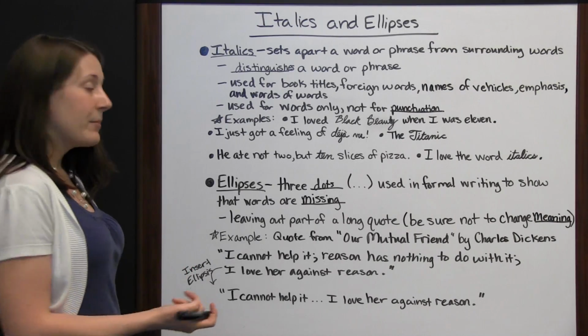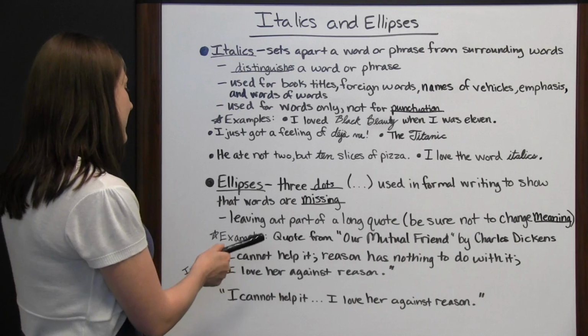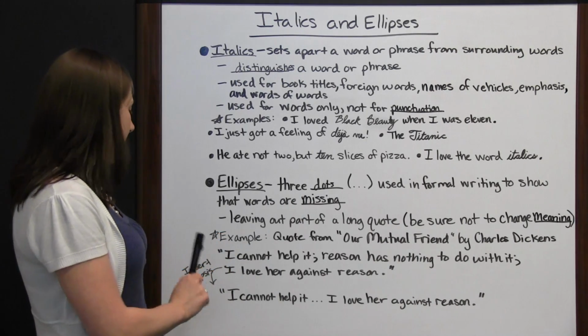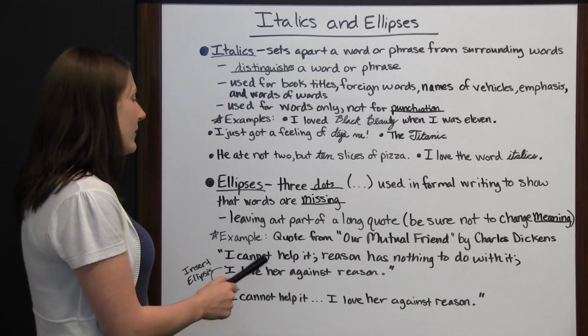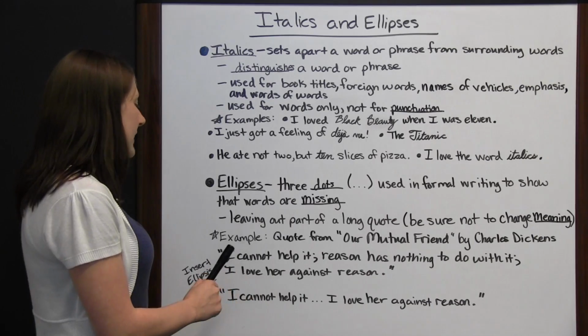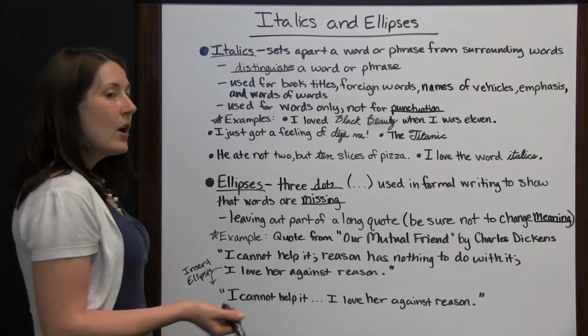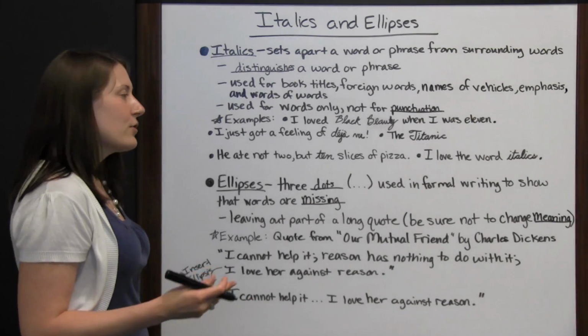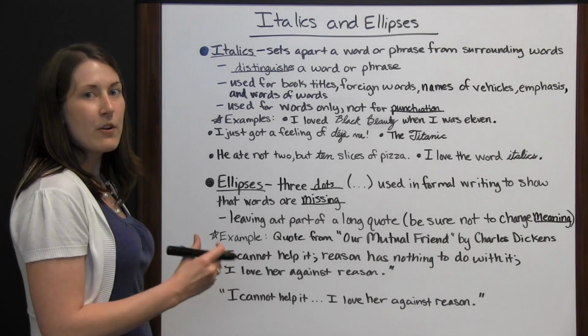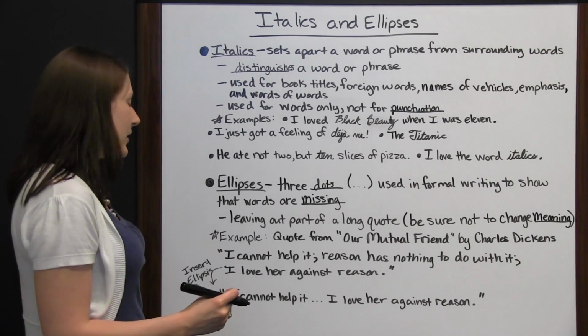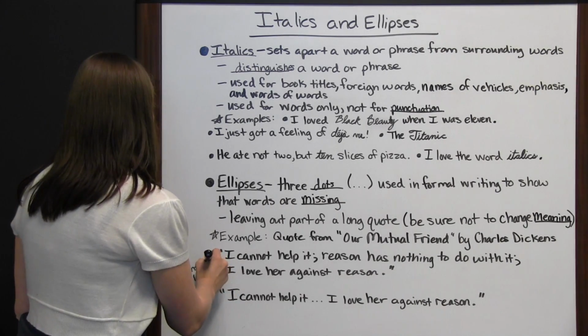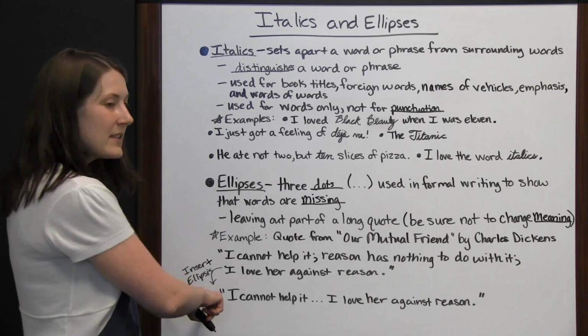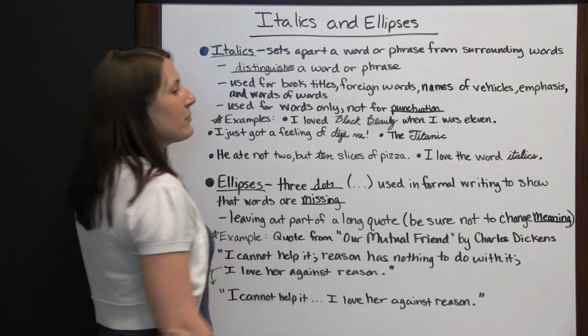So let's look at this example. This is a quote from Our Mutual Friend by Charles Dickens. I cannot help it. Reason has nothing to do with it. I love her against reason. Well, that's a longer quote, and if you're trying to make it fit in your paper and your paper can only be 500 words, then you could insert an ellipsis. Ellipsis is singular, ellipses is plural.